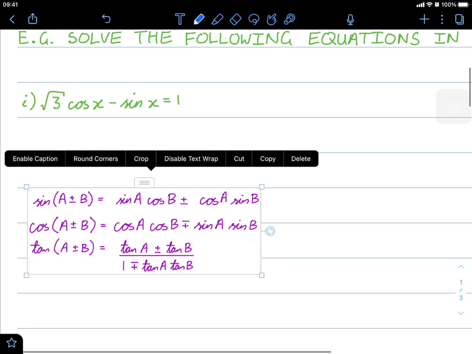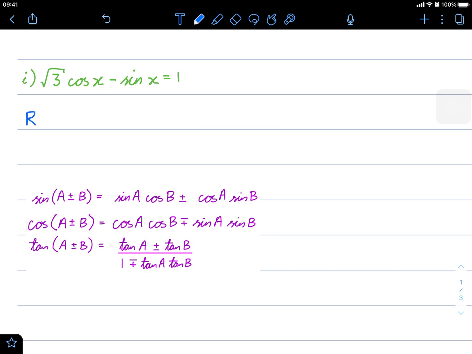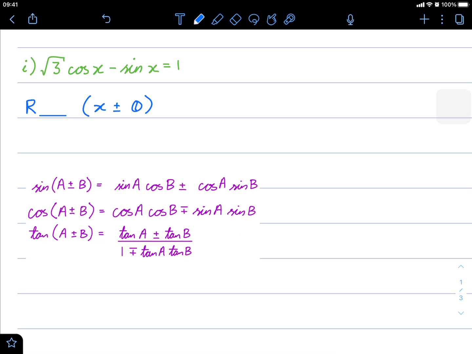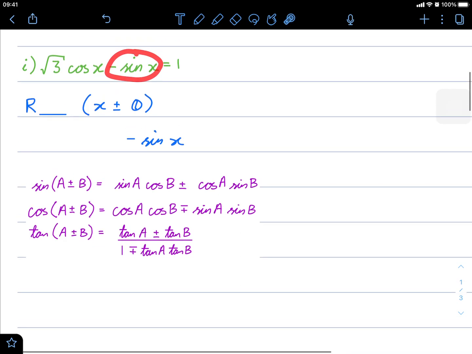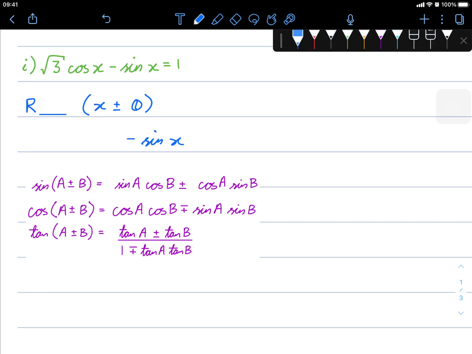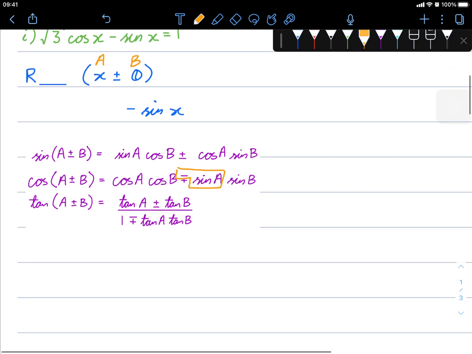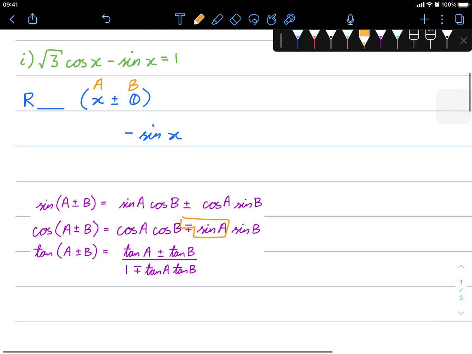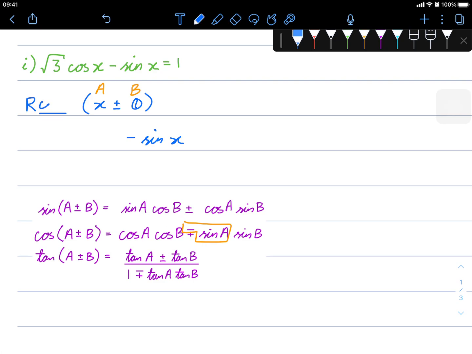Okay, so just to clarify, we're going to have r something x plus or minus angle. So what we want to make sure of is that we have a minus sine x. That way it's copying this exactly. Well, in order to do that, hopefully you can see that this is A and this is B, and that there's a minus sine A there. So we need it to become that minus sine A. To do that, we need cos A plus B. So the form we're going to pick is cos of x plus theta.